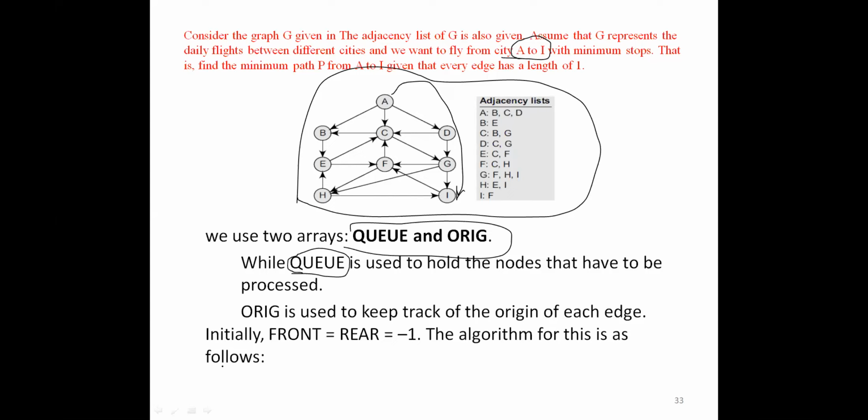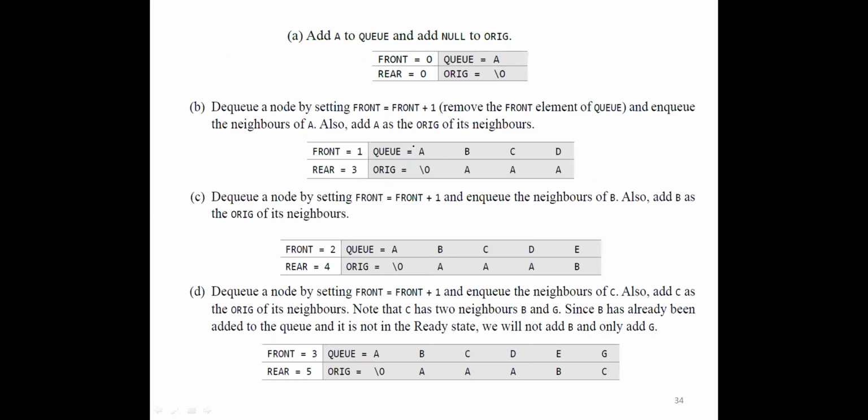Origin is used to keep track of the origin of each edge. Initially front and rear are -1. So add A to Q.